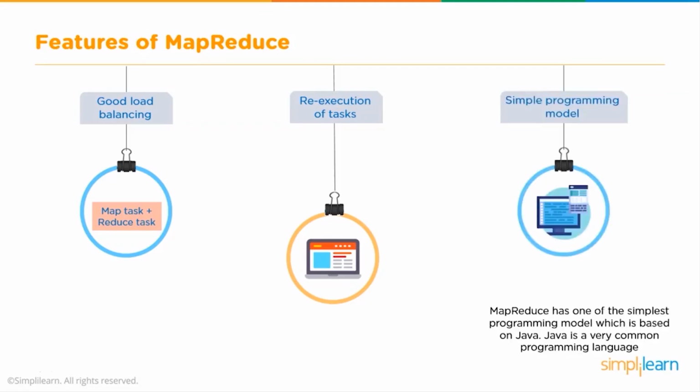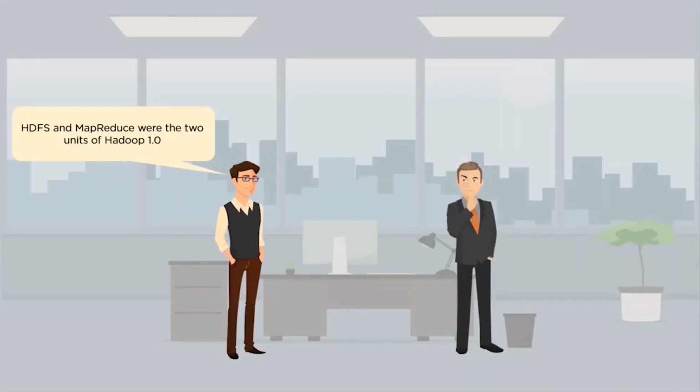So it's a simple programming model, but yes, we have to agree it is a little rigid because whatever processing you do using MapReduce has to follow the mapping and reducing paradigm. It's one of the simplest programming models, which is based on Java, but as I mentioned, it can also be coded in any other programming language. So if we talk about HDFS, it's a storage layer. MapReduce is a programming model, and both of them were and are important units in Hadoop.